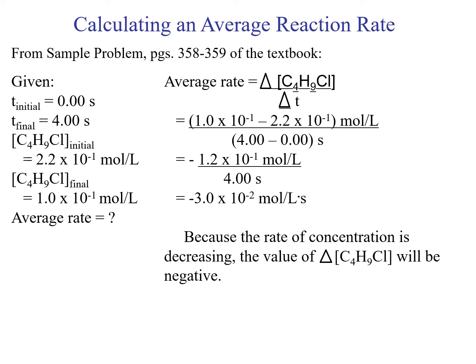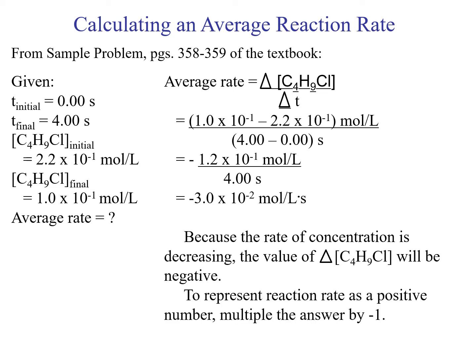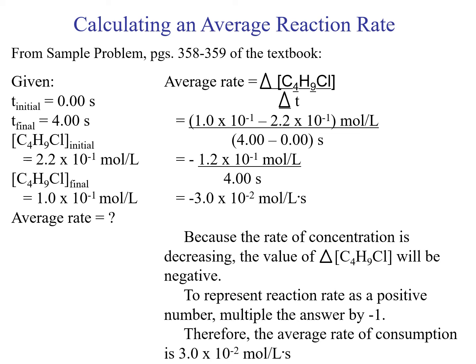However, it is usually represented by a positive number. To do so, we multiply the answer by negative 1. Our final answer then is positive 3.0 times 10 to the minus 2 moles per liter second. This can also be called the average rate of consumption because the reactant butyl chloride is consumed to make product. As you can see, these calculations can be very easy.